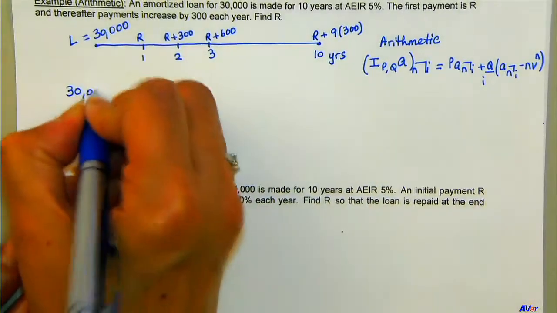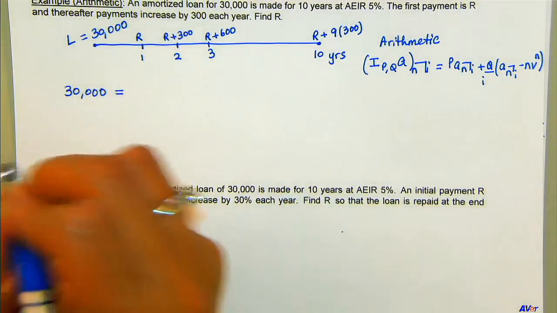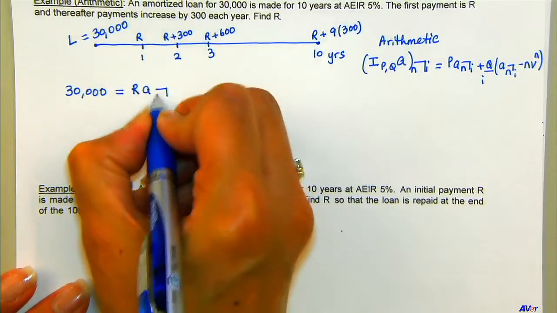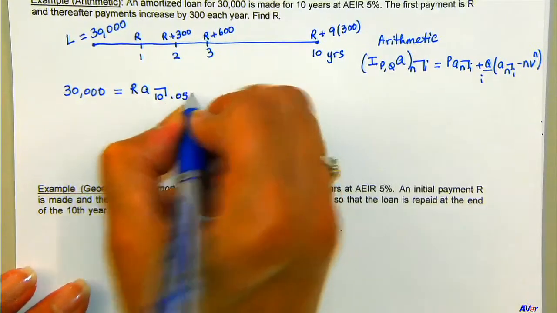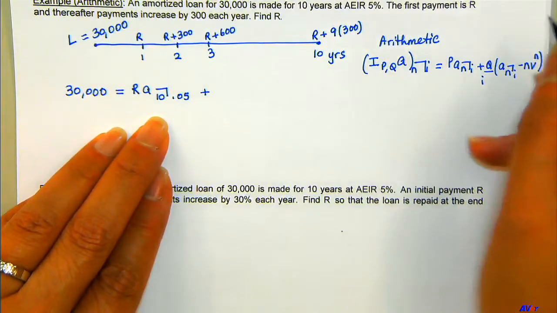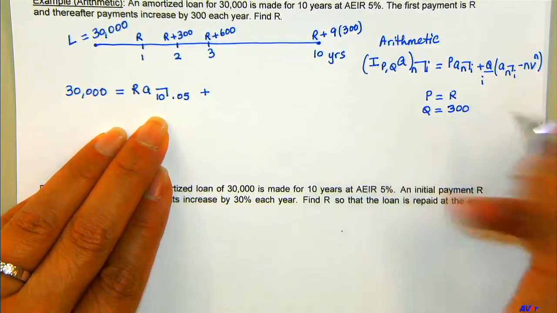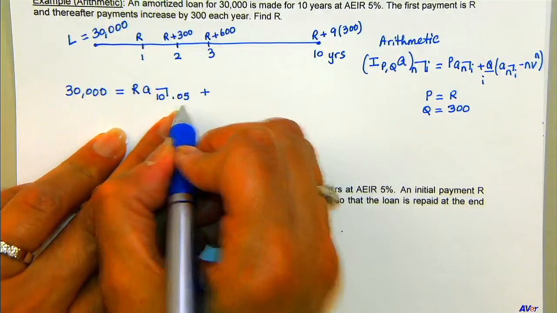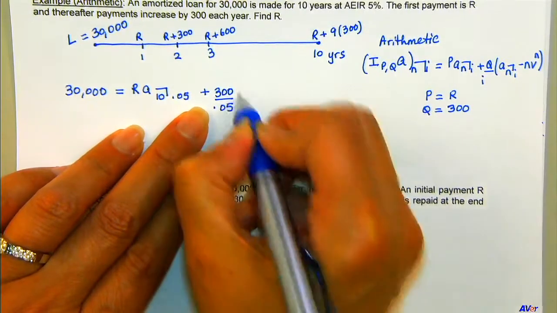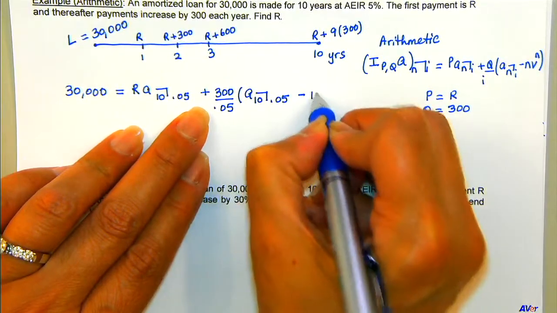30,000, that's the present value, equals, what's your P? Right. It's called R. I don't know what it is. That's what I'm looking for. R, A angle 10 at 0.05 plus, what's your Q? I should write here P equals R and Q equals how much? 300, right. So R, A angle 10, 0.05 plus Q, 300 over I, 0.05 times A angle 10, 0.05 minus 10 V to the 10.